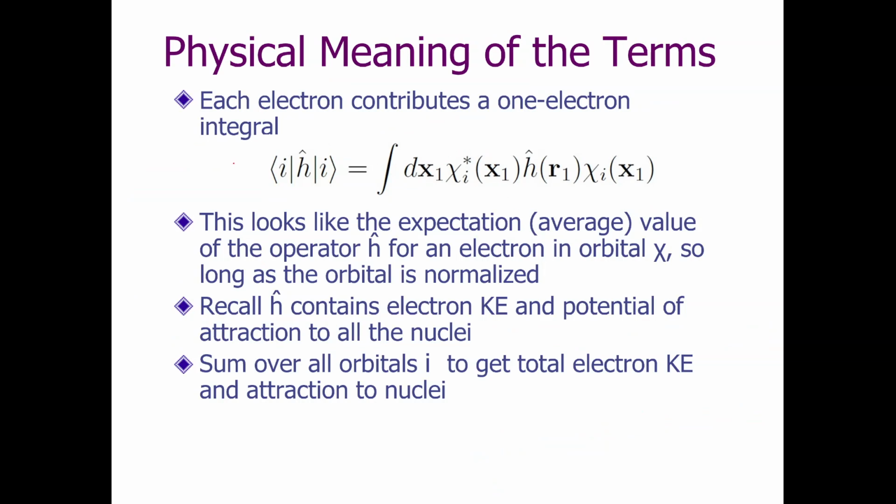Right, now let's go to the physical meaning of the terms. You already know this stuff. So each electron contributes a one-electron integral: this chi star x1, this h r1, and this is a matrix element.